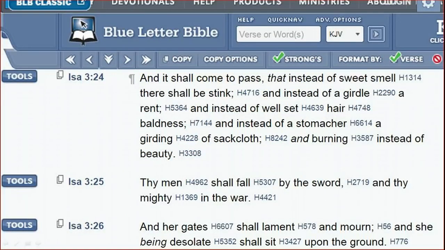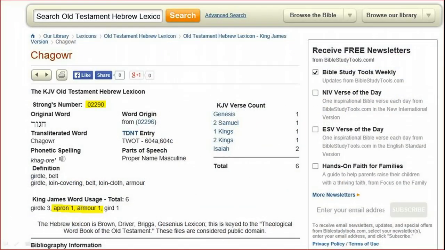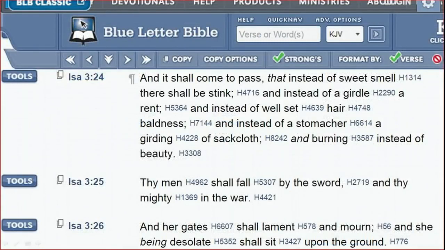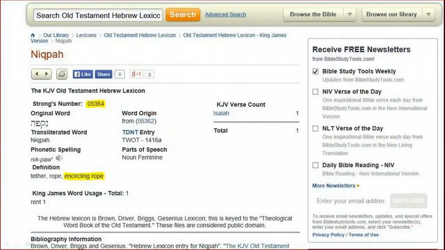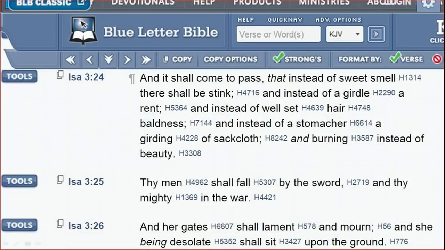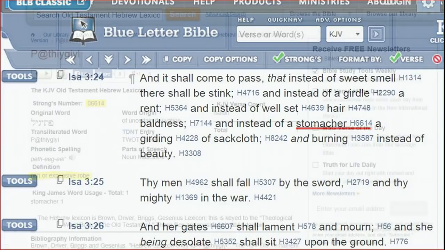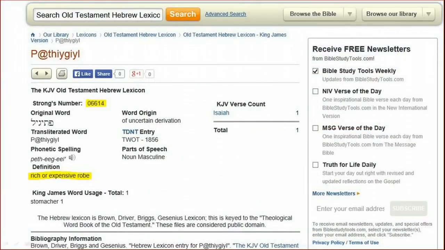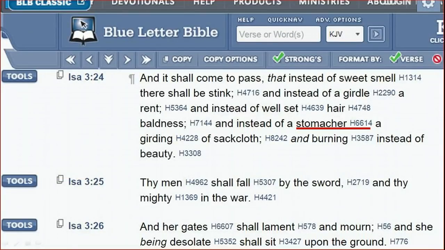Then verse 24 says, and it shall come to pass that instead of sweet smell, there shall be stink, and instead of the word translated as girdle, number 2290, which also means apron or armor. So instead of an apron or armor, the word translated as rent, number 5364, which also means an encircling rope. So instead of an apron or armor, an encircling rope, and instead of well-set hair, baldness, and instead of the word translated as stomacher, number 6614, which means rich or expensive robe. So instead of an expensive robe, a girding of sackcloth, and burning instead of beauty.